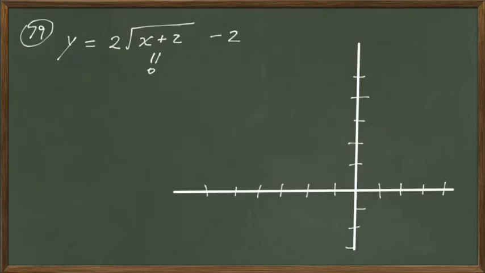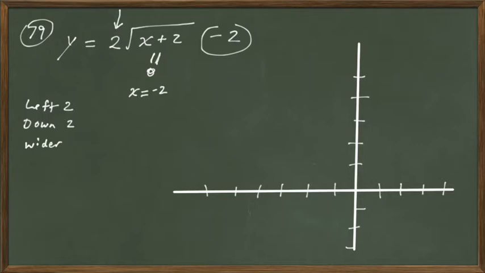The value that makes the radicand 0 is when x is -2. So that means it's moved to the left 2. This -2 means it's moved down 2. Again, I'm not emphasizing this point, but the 2 there makes it wider or steeper.